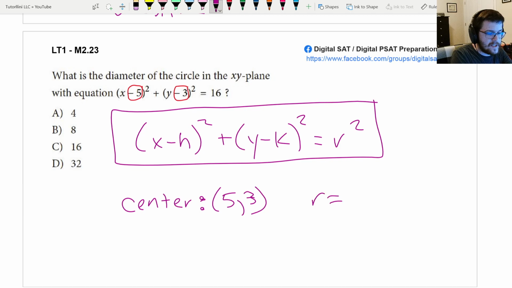Now the radius, this is the other thing people forget. This is r squared, right? So you have to take the square root of whatever number is there, no matter how messy the number is. So the square root of 16 is 4. So the radius is 4.